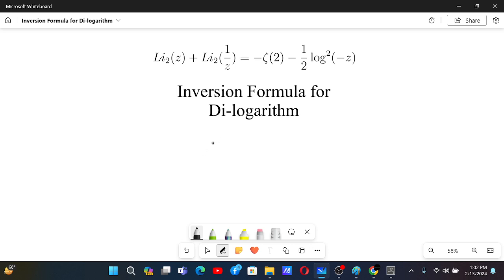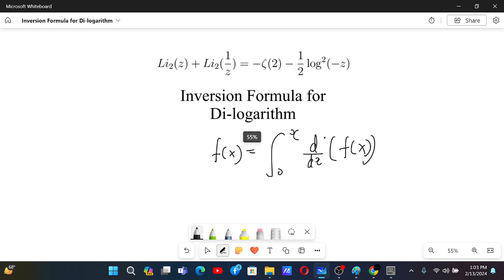So basically, in this video, we will try to use this property from Leibniz rule. If we have the integral from 0 to x of the derivative with respect to x of f of x, then this is just f of x itself. So we will try to use this.